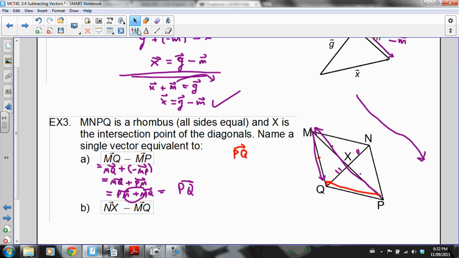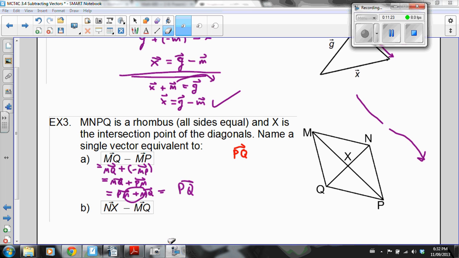I'm going to clean up my diagram, and we'll do the second one. How am I doing for time? Maybe we'll stop there. But we'll come back and do B and then example 4, okay? Oh, we've got example 5 too. Yeah, let's stop there.